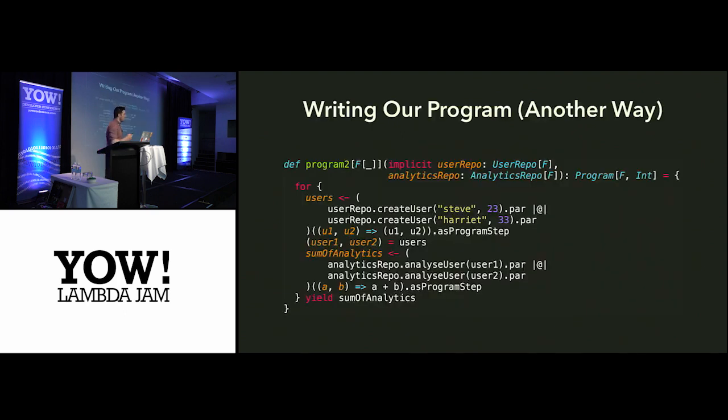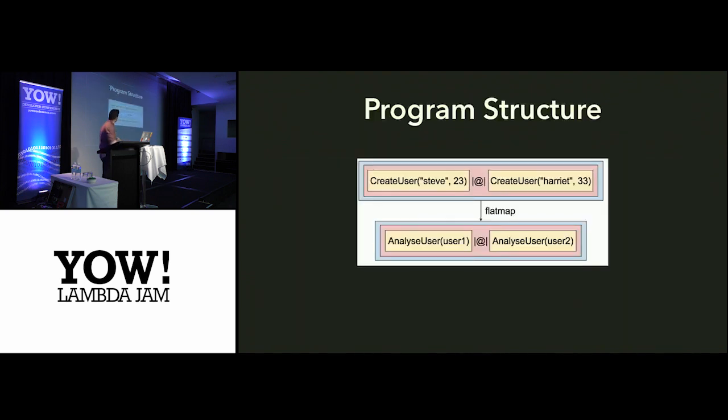Now the cool thing is, without changing any of our interpreters, we can actually make our domain run in parallel instead of in sequence. So we can say, I actually want to create my users in parallel now, and then I want to lift this into the program step, and then I want to analyze them in parallel. So we get something more like this. And again, this is just a structure describing what the actual program looks like. It's not doing any interpretation.